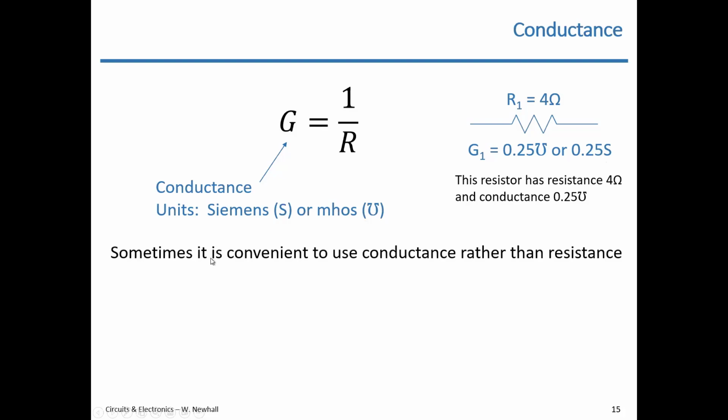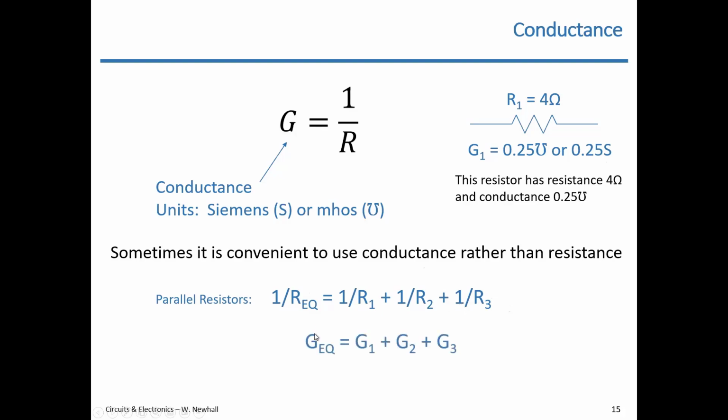Sometimes it's convenient to use conductance rather than resistance. For example, what we just covered: the reciprocal of the equivalent resistance is the sum of the reciprocals of the individual resistances in a parallel set. Well, you could represent that with conductance. G_EQ is the sum of G1, G2, G3. That's one case where you might use conductance if you have a lot of parallel components. So conductance adds in parallel.